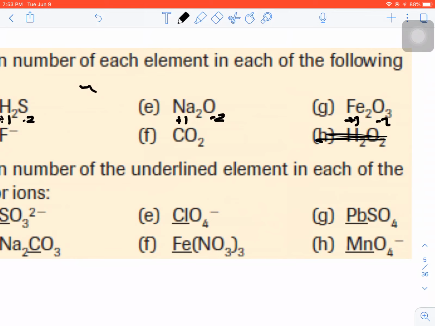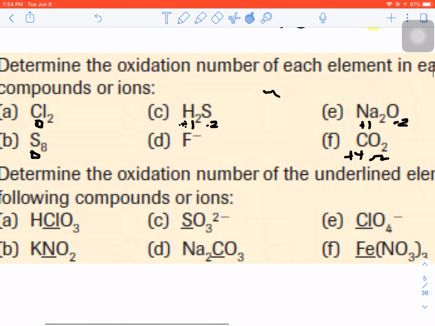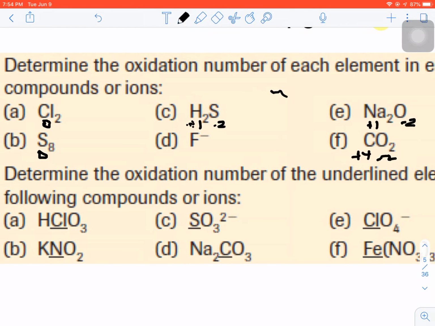CO2, I see oxygen, which is always minus 2. And if there are 2 minus 2s, carbon has to be plus 4. If I keep going across here, I see a fluoride ion, F minus. Remember, ions are always the same as their ionic charge. So fluoride would be minus 1.